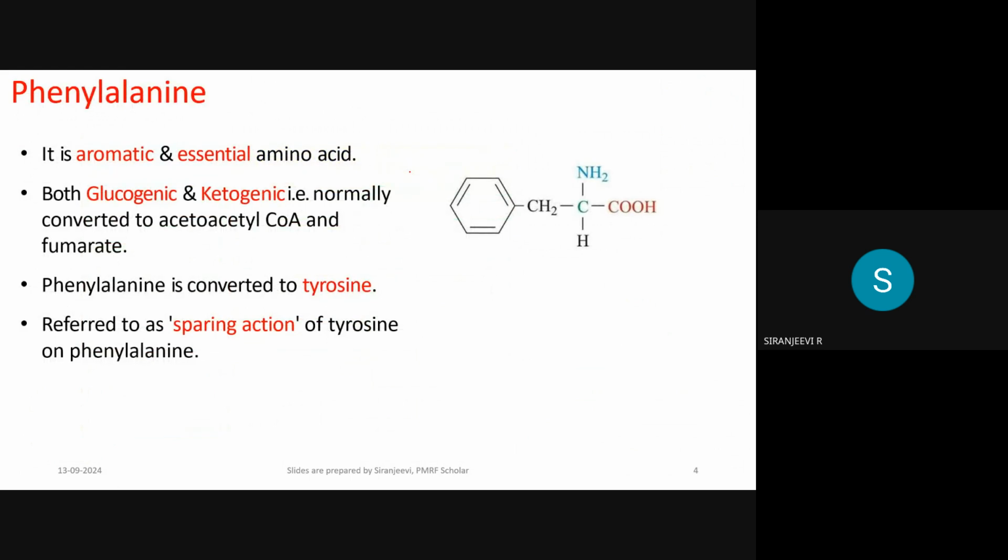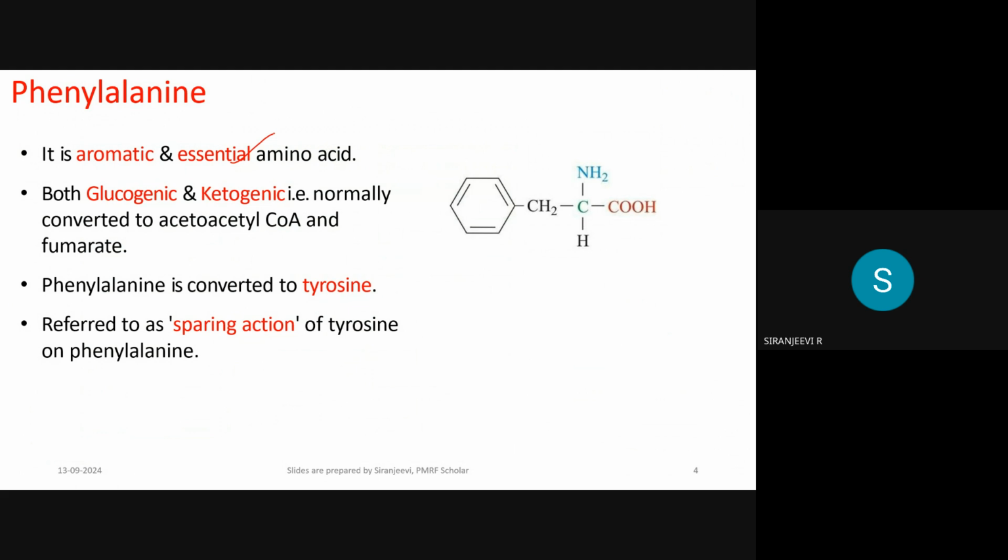Today we will start with phenylalanine, tyrosine, and then tryptophan metabolism. We'll see how they are synthesized in the body and how they are catabolized. Then finally, we are going to see if there is any issue or problem in the pathway related to these amino acids, and how it leads to disorders. One such amino acid is phenylalanine, which is an aromatic and essential amino acid, and it acts as both glucogenic and ketogenic.